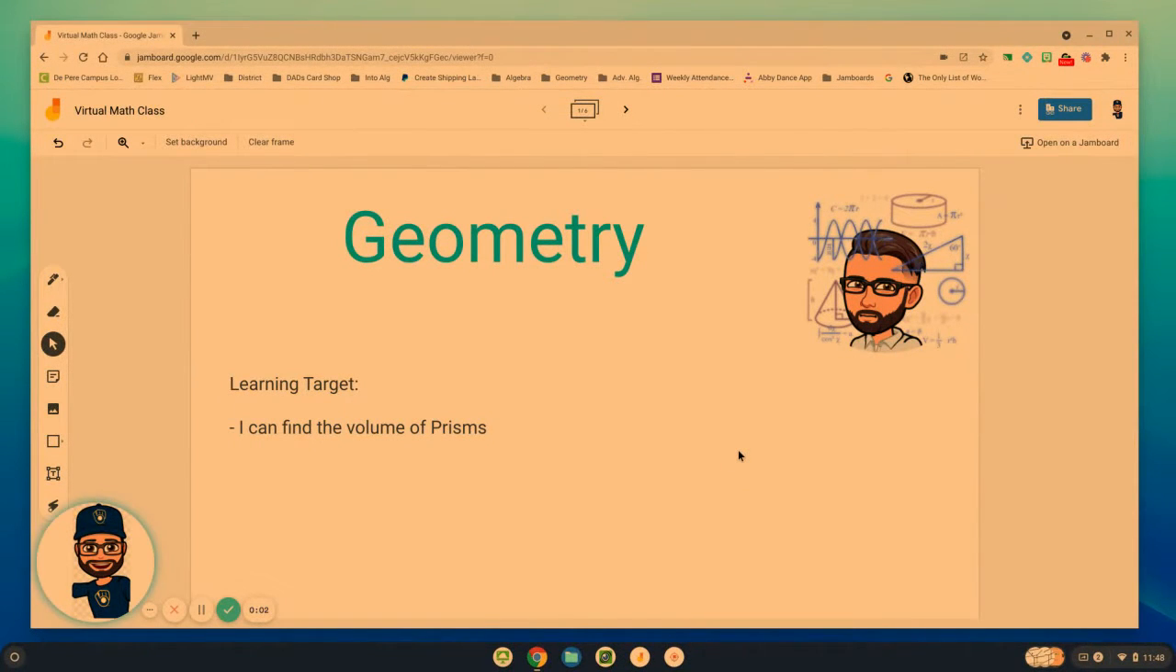Hello geometry students, and welcome back to another video lesson as we continue our chapter on 3D shapes. Now we're going to get into volume. We're going to talk about volume, which I hope is a little bit more straightforward than some of our surface area and lateral area, but I think you're familiar with some of these concepts for volume.